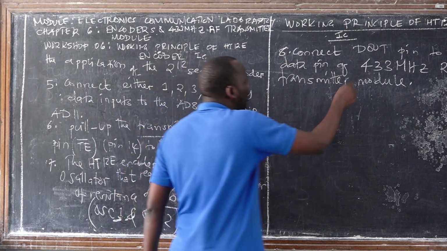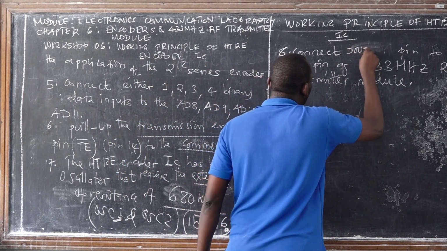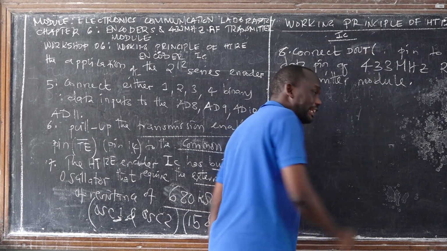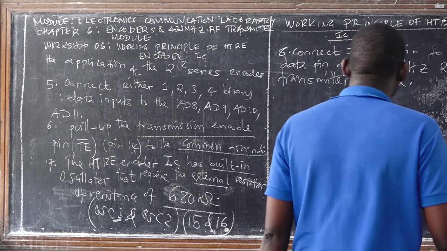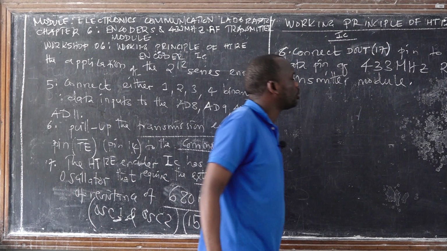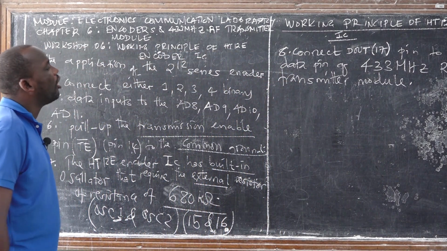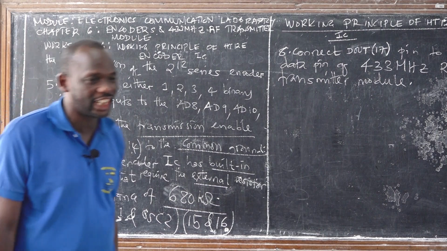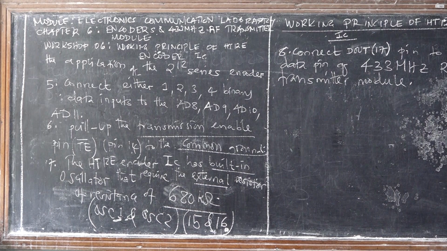So connect D out, and remember that D out is pin number what, Carolina? 17. Very good. So D out is pin number 17, to the data pin of the 433 megahertz RF transmitter module. Say it, all of the students.